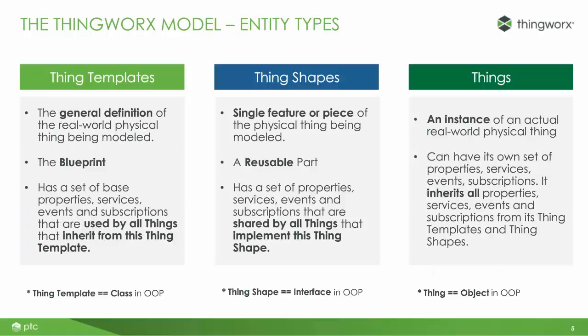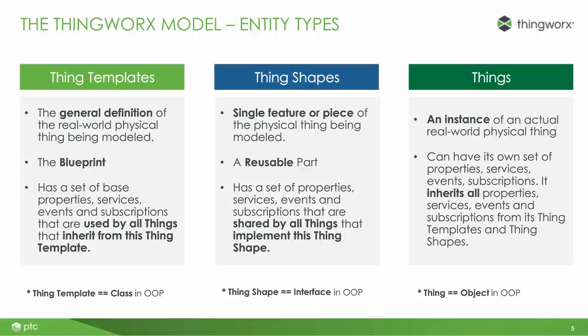So here are the basic entity types for the ThingWorx model. Everything is sort of built on top of a template. The thing template is just kind of the blueprint of what you're modeling. So it's usually housing a lot of the services and the properties, the data points for the physical things out in the world. It's a general definition of a physical thing. And it all works through inheritance. So a thing template can inherit from another thing template and so on and so forth, which enables you to sort of encapsulate this type of functionality at different layers.